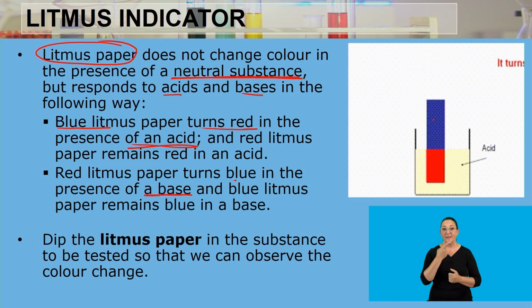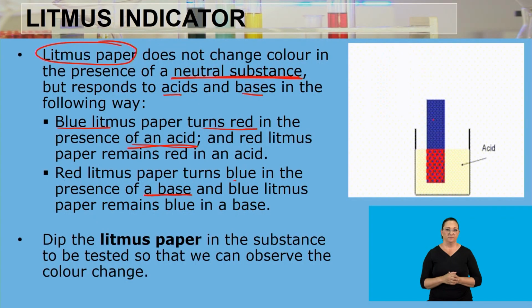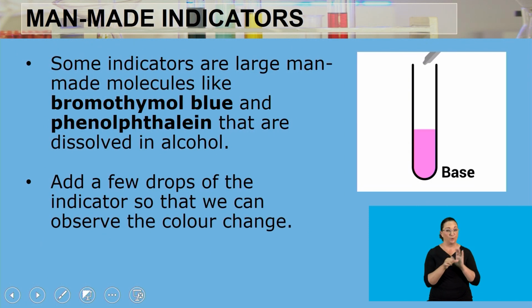Notice that no one tasted anything here. You shouldn't too. So now, how do we do that? We dip the litmus paper into the substance to be tested so that we can observe the color change. I can't stress this enough. We do not taste anything.